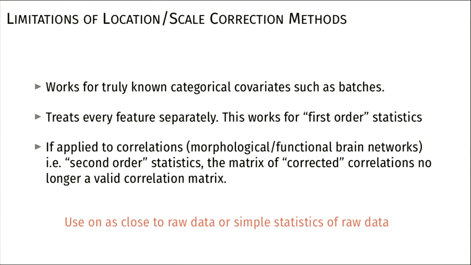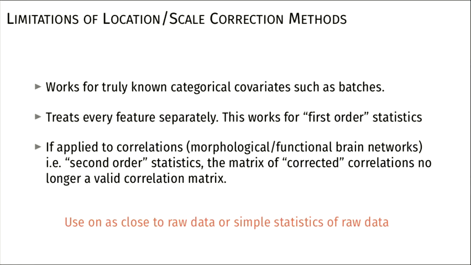So this kind of location-scale-based technique works very well when you've got some categorical covariate like the scanner make, model, and so forth. So it has to be known covariates. Known covariates meaning, this is like a known fixed quantity. There's no uncertainty that some subject was scanned by a particular scanner. So for things like that, Combat is great.